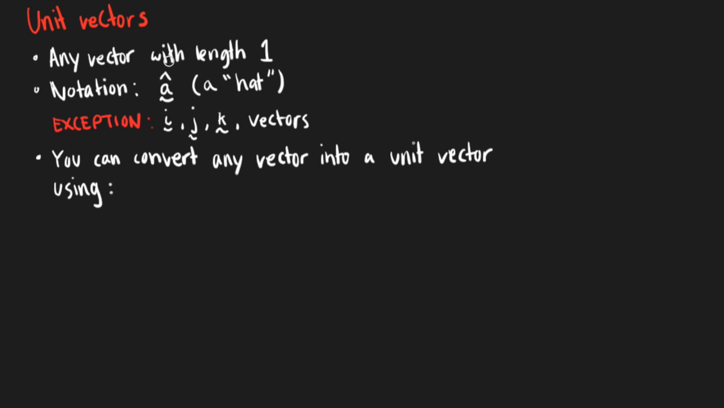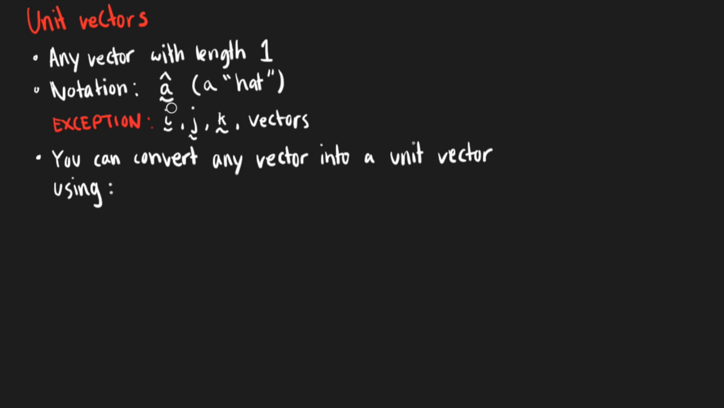So if you were describing this vector to someone and you had to name it, you would just say a hat. If it was B with a hat, you would say B hat, and that's just how you would describe it.